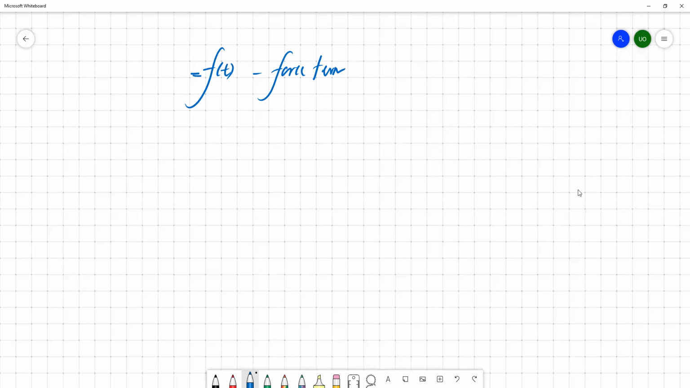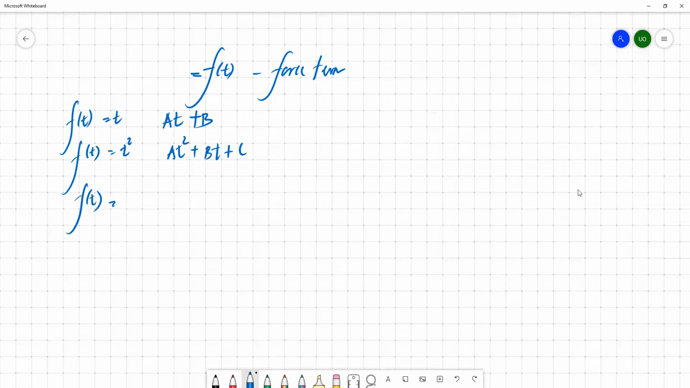If it is f(t) equals t, this is a linear combination, so you can propose an a t plus b model. Then you have to evaluate a and b together. If it is t squared, this is the quadratic form, so you have to replace it with the general quadratic term. If it is an exponential, you have to replace it with an exponential of the same order, so you can't change this exponent.